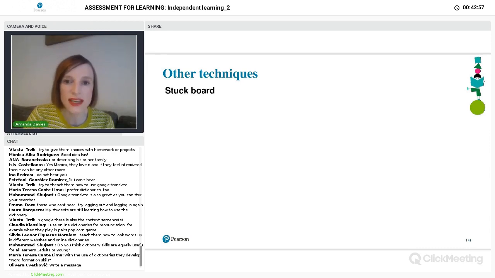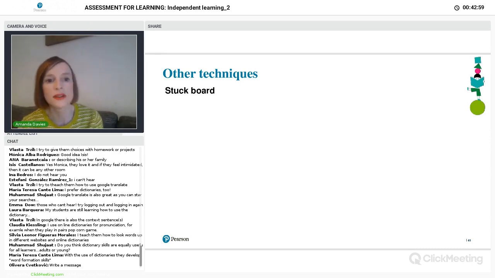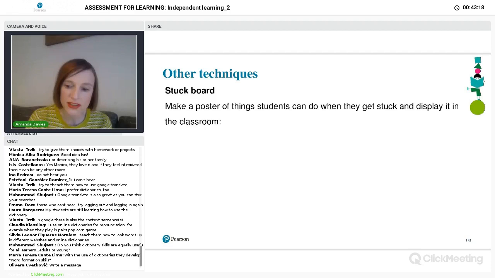My students, when they get stuck, the first thing they do is ask the person sitting next to them, then they ask the teacher. And if we want students to be independent, we need more options than that, because there's not always someone sitting next to them and the teacher's not always there to help them. So one thing you can create with your students is a stuck board, or basically a poster.